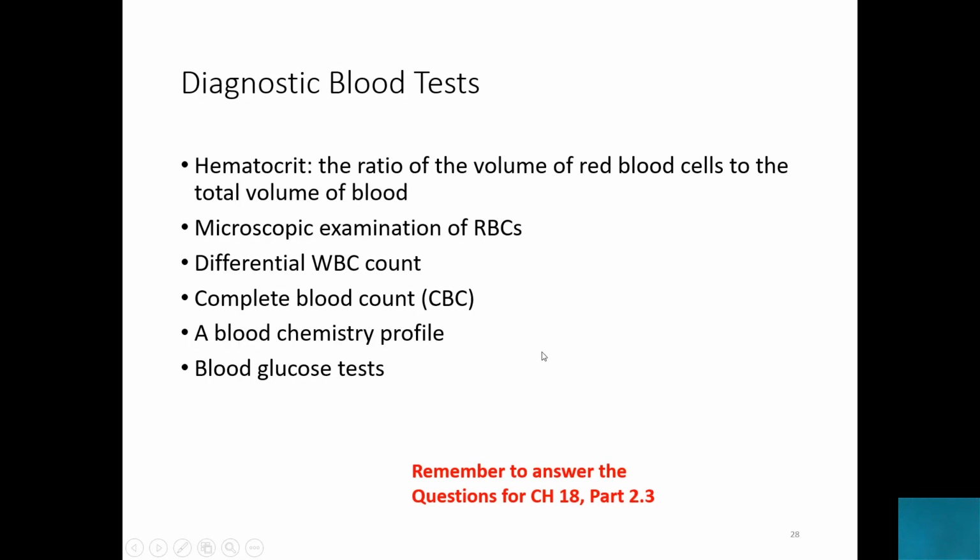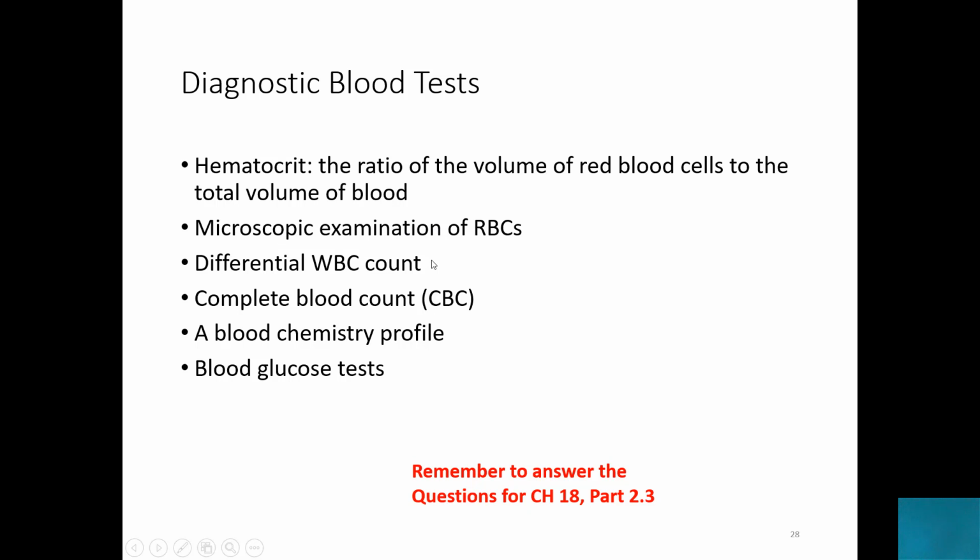One more thing for this chapter, diagnostic blood tests. There is a huge number of them. For example, hematocrit, the ratio of the volume of red blood cells to the total volume of blood. And also microscopic examination of red blood cells. Those first 2 tests can show you if a patient has anemia and sometimes what type of anemia, judging by the shape of red blood cells.